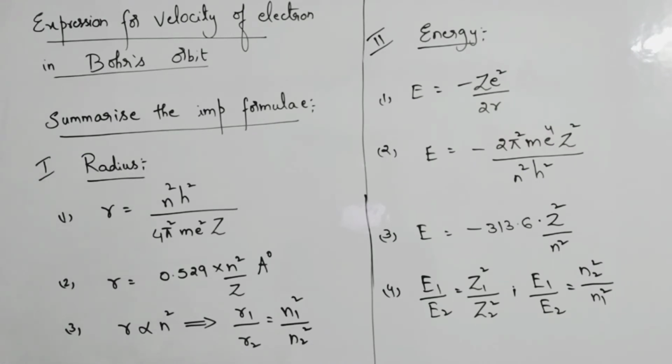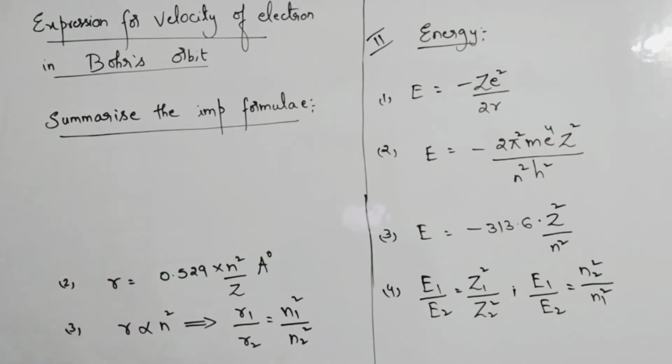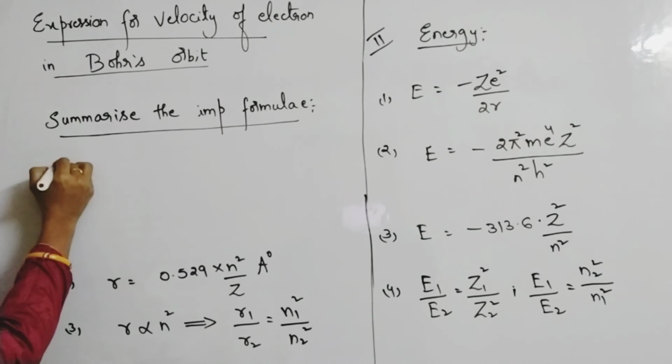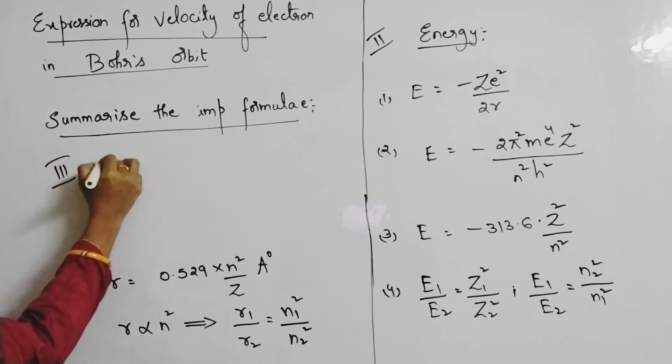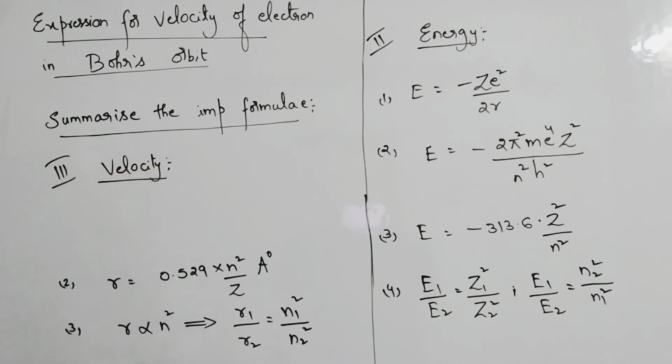Okay. And now next third expression which we have learnt is for velocity. I am rubbing this radius concept. Formula for radius I wrote 3 formulas. For energy I wrote 4 formulas. Please check carefully. Right. Next, third one is what? Expression, formula for velocity of electrons. Okay, so what are the formulas which we have learnt for velocity?